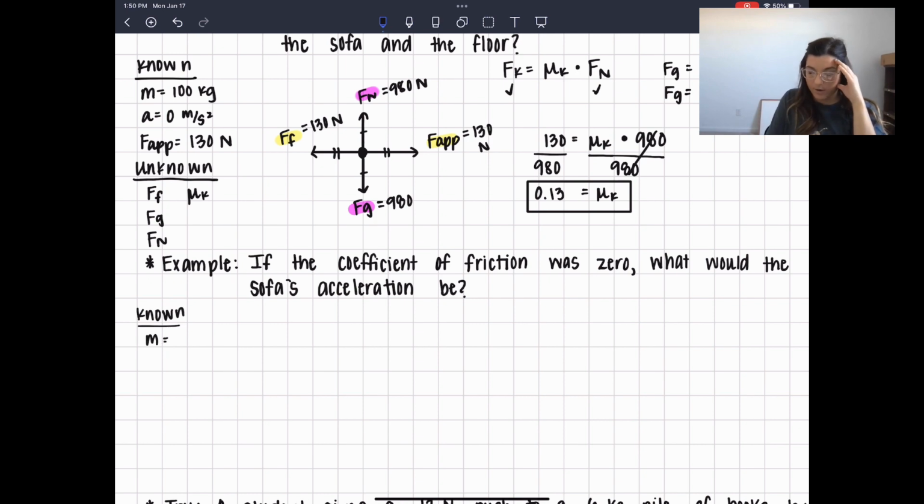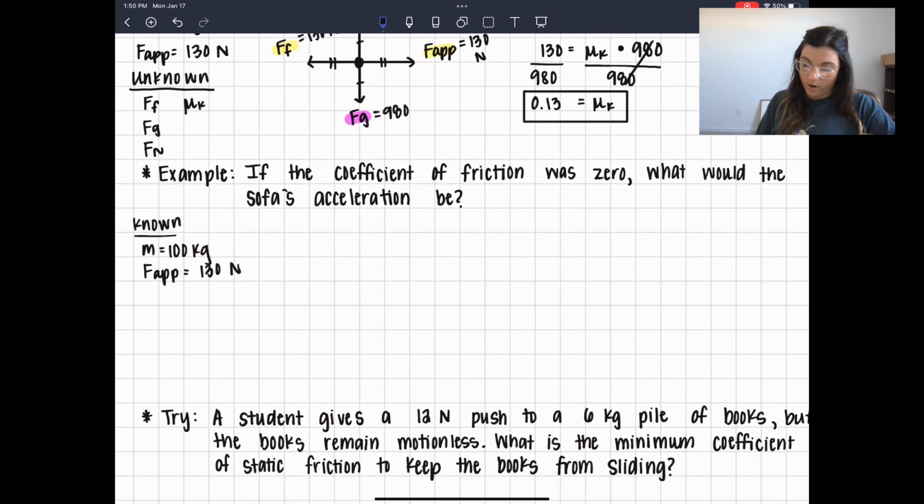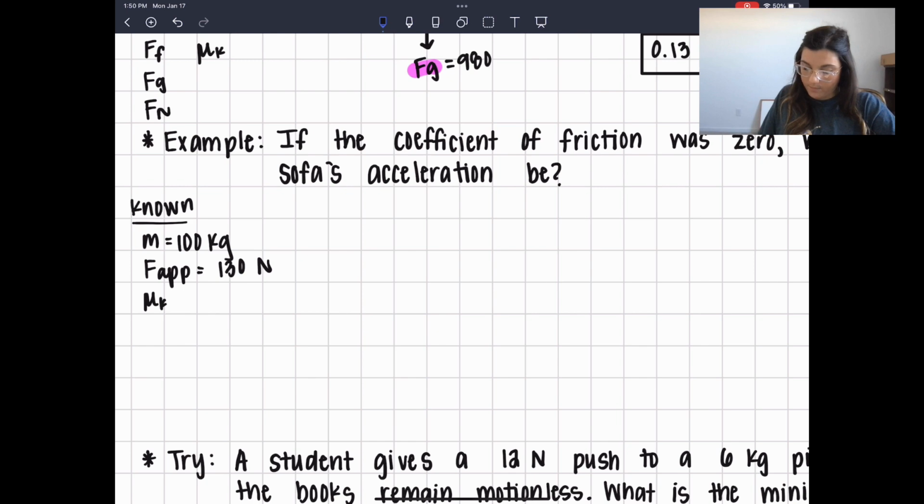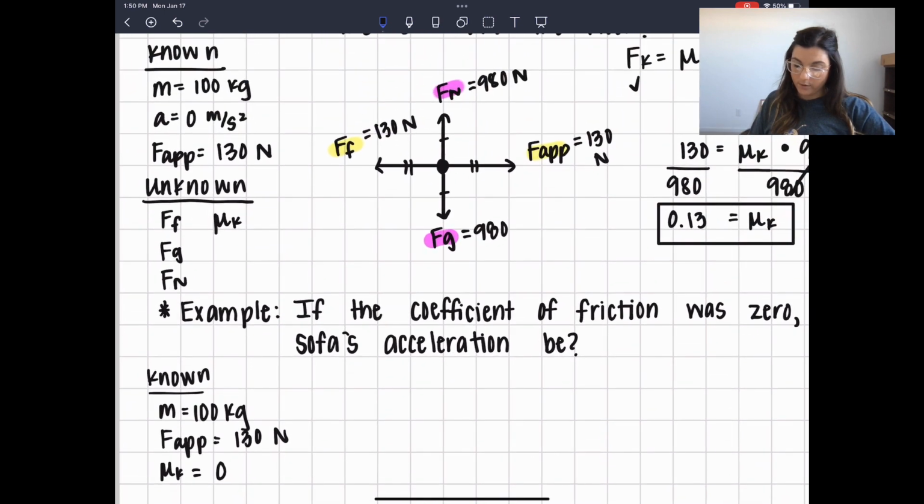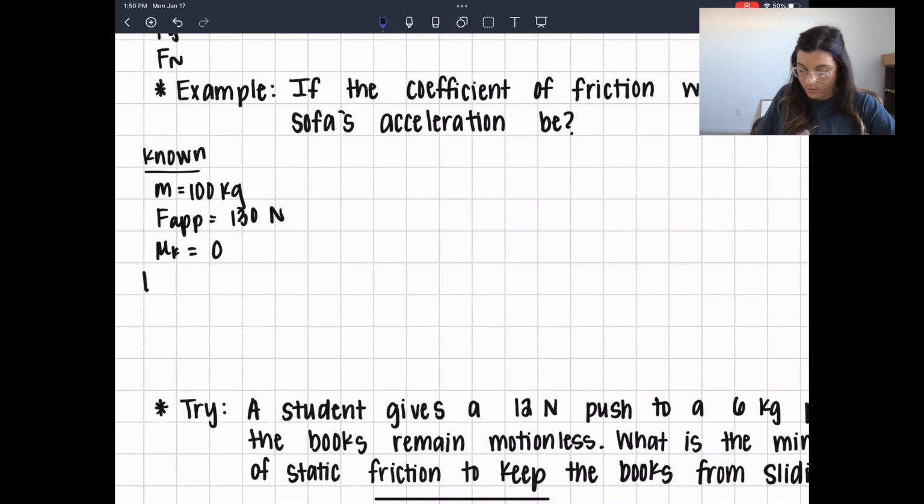So it's still the same couch that's 100 kilograms, which seems that my applied force is still the same as well. Ms. Malmus is still pushing with 130 newtons of force, but my coefficient is 0 now. So that means mu k is a given and it's 0, which means that my acceleration is not 0 anymore. So that's no longer a known. It's going to accelerate. So let me list my unknowns. I don't know acceleration. That's what I'm going to try and solve for. That's what they're asking me to find.